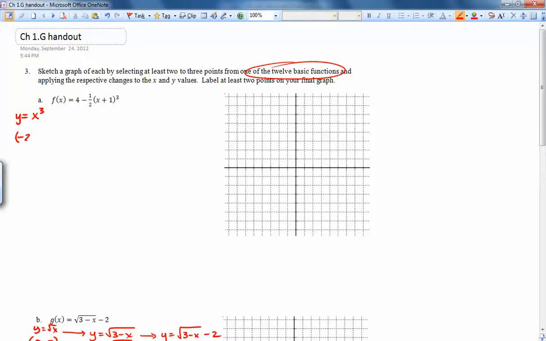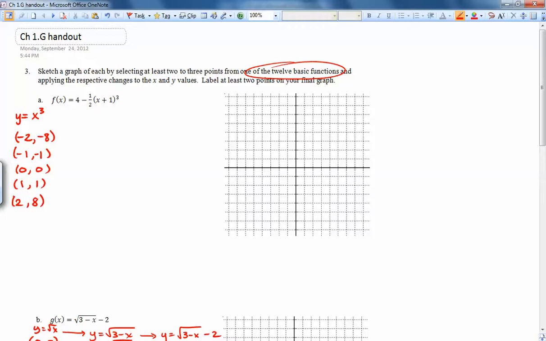So we'll do -2, which turns into -8. We'll do -1, which turns into -1. We'll do 0, which stays at 0. 1 turns into 1, and 2 turns into 8.